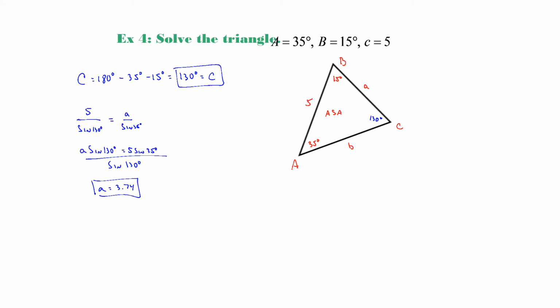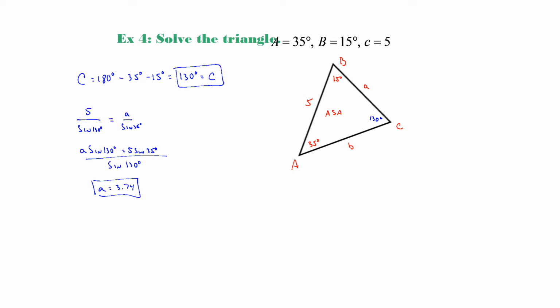So I worked through and I found angle C by taking 180 minus 15 minus 35, which is 130 degrees. So I found the angle. Then I had to use that angle because the side across from it I knew was 5. And then I used A, and the angle across from that was sine of 35. So I cross multiplied, divided by sine of 130, and got A is equal to 3.74.